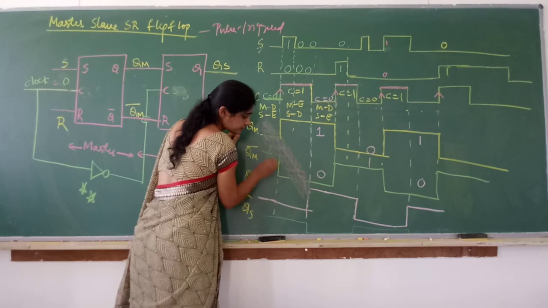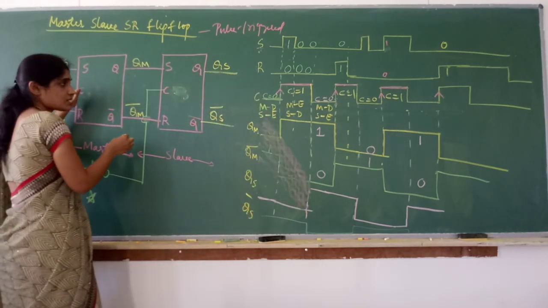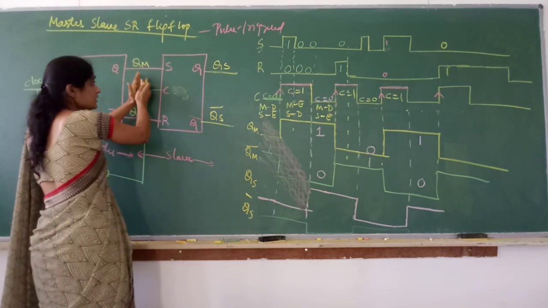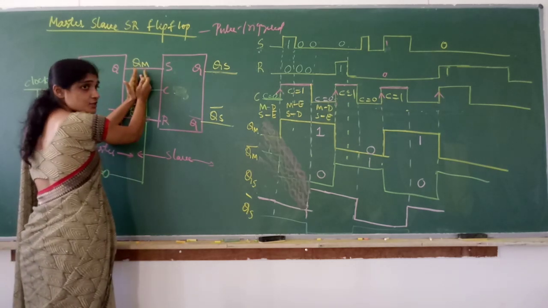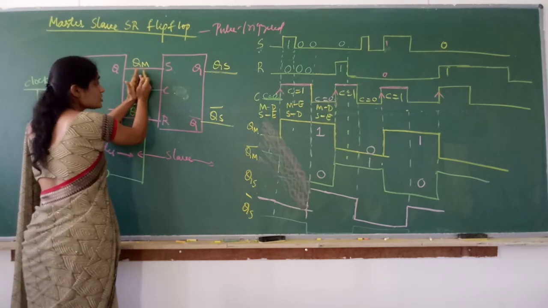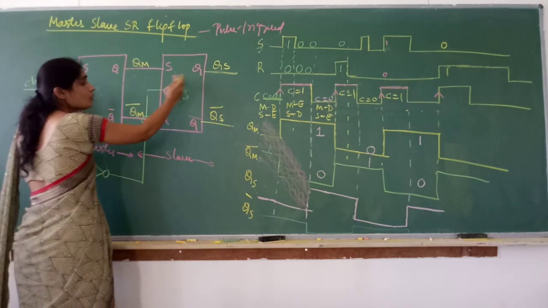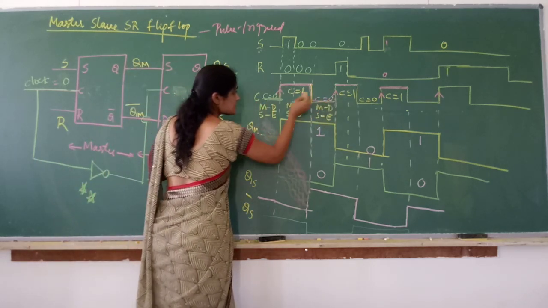Am I correct? Because when clock is 0, master is disabled. Only master output you get when clock is 1. So clock is 1, master output will be here. When it will be transferred to slave? When clock is 0. So the inputs whatever you are giving, for that output you will be getting only at the end of the pulse.